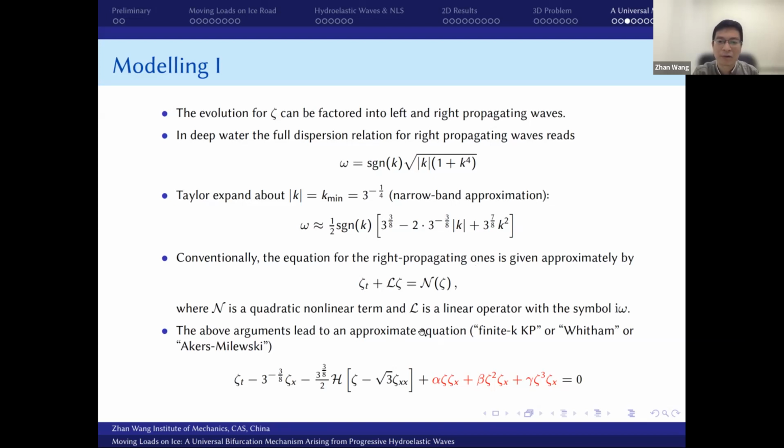And the nonlinear part is complicated. How can we choose the nonlinear part of the problem? In this model, I add quadratic, cubic, and quartic nonlinearity to the system. Why should I do that?